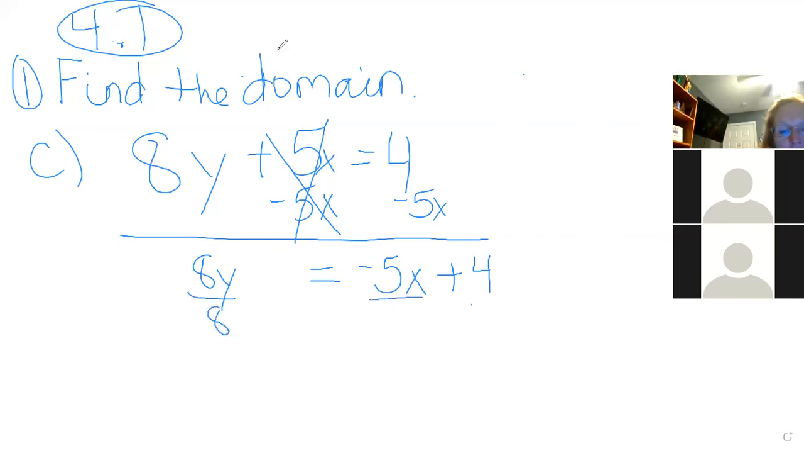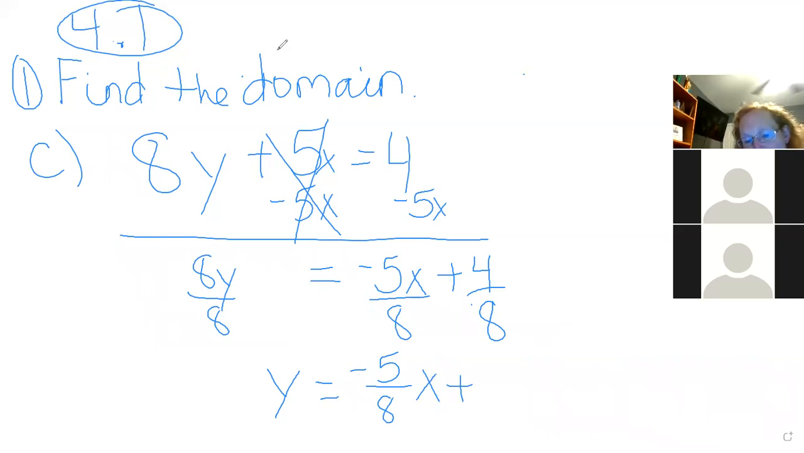And I'm going to do this kind of on purpose. You can divide the whole thing by 8, but I want you to realize that you actually have to divide both pieces by 8. And so I'm going to say this is y equals negative 5/8 x. And then we can't write 4 over 8. What's wrong with 4 over 8? What can we do with that? Simplify. Yeah, simplify that. So 4 over 8 is the same thing as 1/2. Okay, so we've got it solved for y.